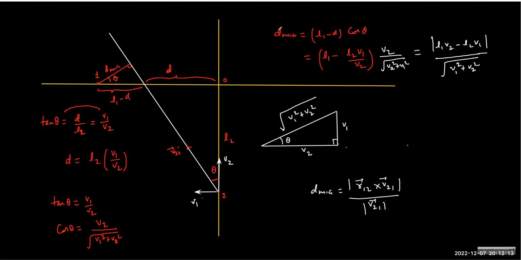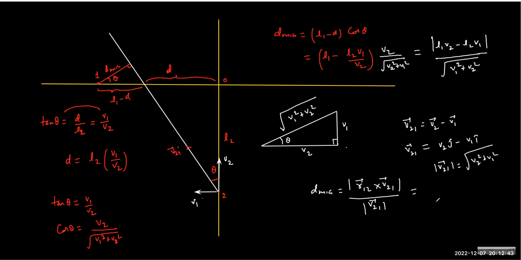Sir, what will be V21? Yes, tell me. What will be V21? V21 means V2 minus V1, right? V21 is V2 minus V1. And you can see V2 can be written as V2 j cap and V1 is how much? V1 i cap. So if you take the mod of it, what will you get? Under root of?